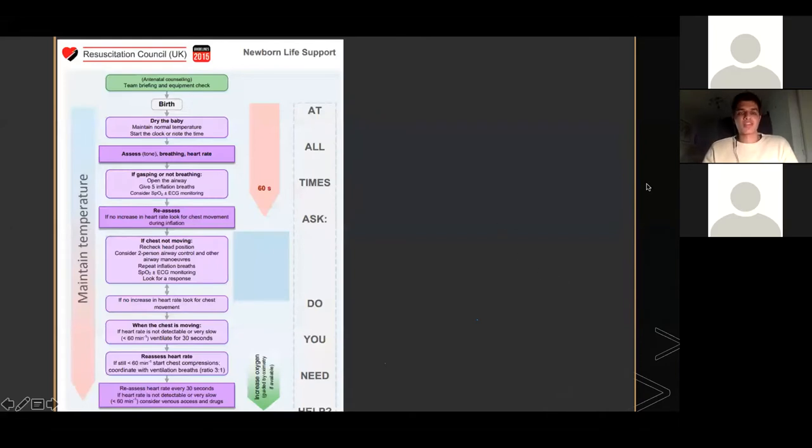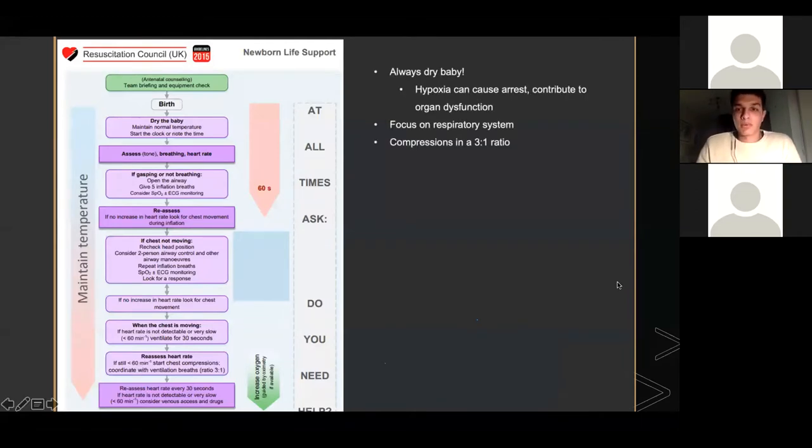Here's neonatal resuscitation by the council. So it's different and it's a bit more complex. It certainly looks a lot more complex than the pediatric or adult algorithms. There are some important things to note. So the first thing is to dry the baby, okay?